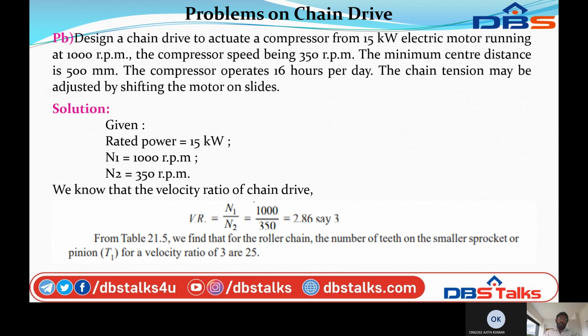From the table, we find for the roller chain the number of teeth on the small sprocket or the pinion, for the velocity ratio of 3, is 25. So we can see the table from the Jalaluddin data book. So you can find for the roller chain the number of teeth on the smaller sprocket or pinion, for velocity ratio of 3, is 25.